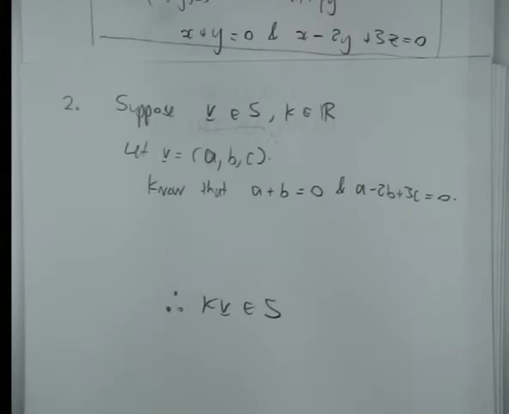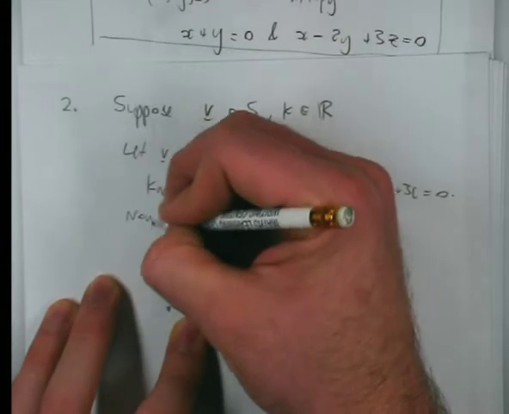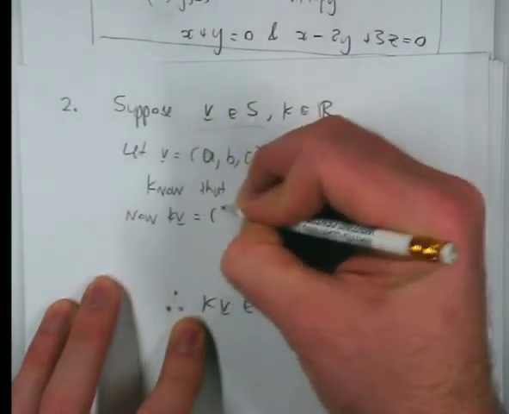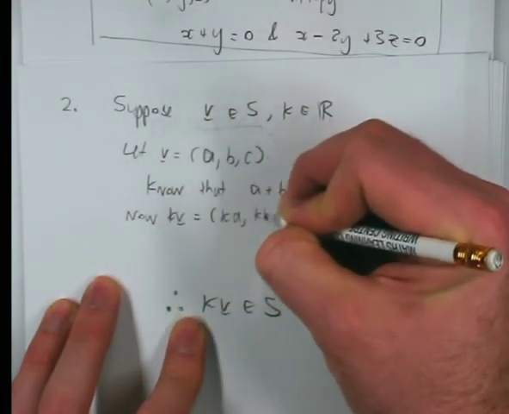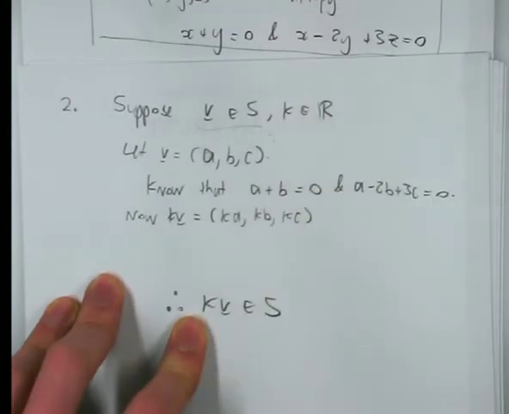Because that's the rule for being in S. So in order to know whether it will work, we have to figure out what KV's coordinates are, because we have to sub them into the equations. So now KV must be KA, KB, KC. And if I sub them into the equations, I want them to come out to 0.